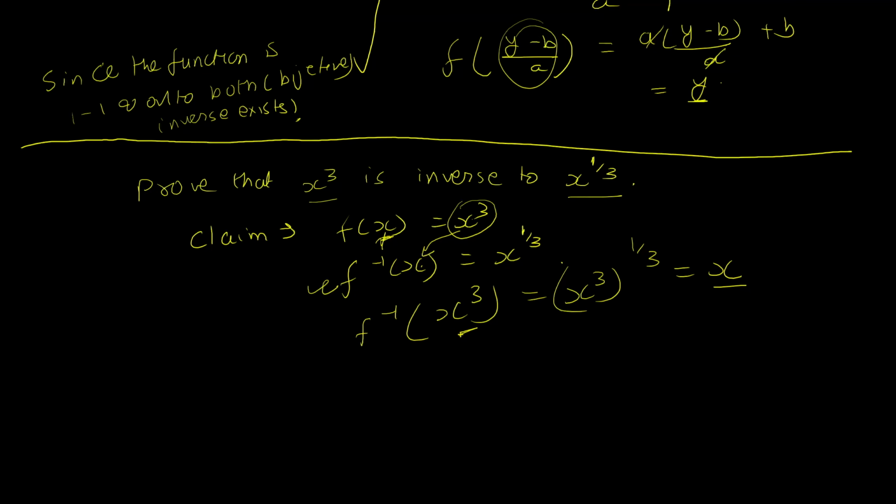So if plugging in this would result in something other than x, these functions would not be inverses to each other. So that is a pretty easy way to prove the inverse property when two functions are given.